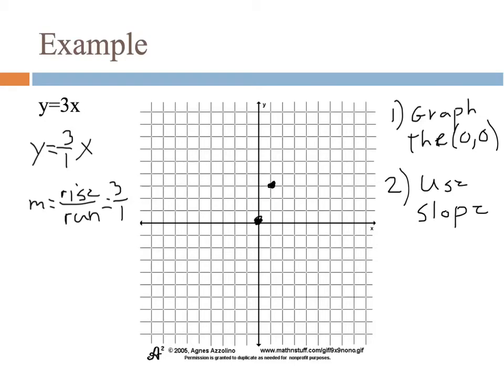So we first plotted our origin, then we used our slope to find our second point, 1, 2, 3 for our rise, and our run is positive 1 for our second point. Last step, number 3, is to draw the line between them. And that's all there is to it. We graphed our direct variation.